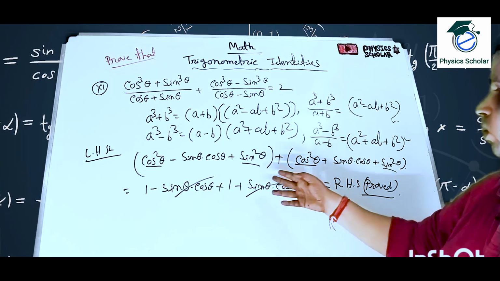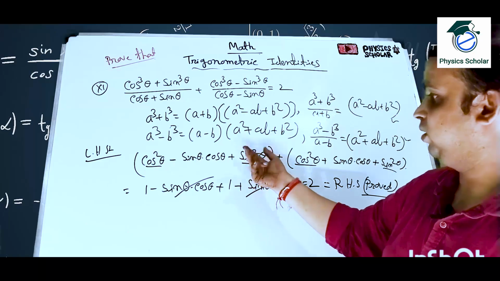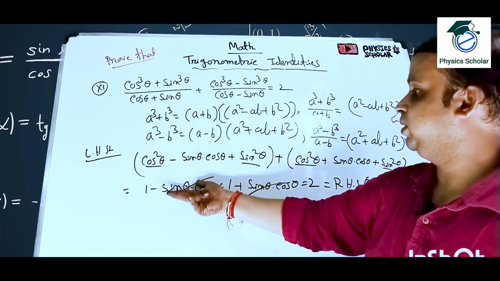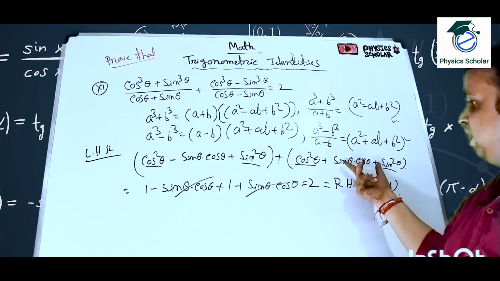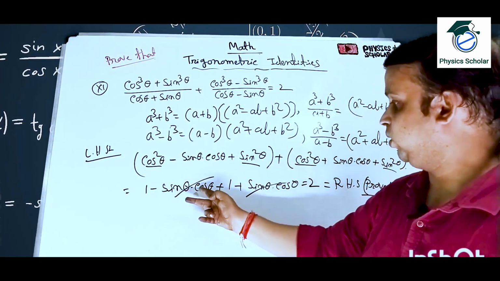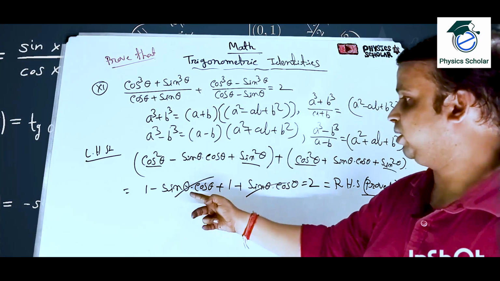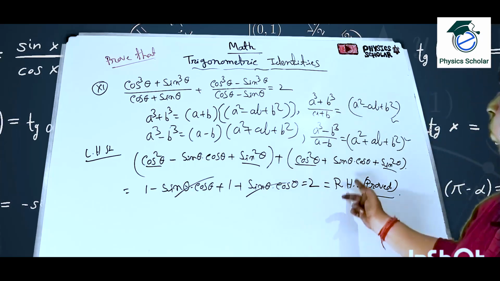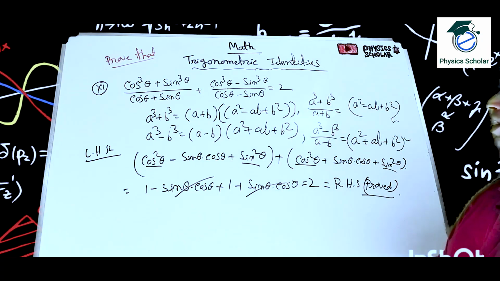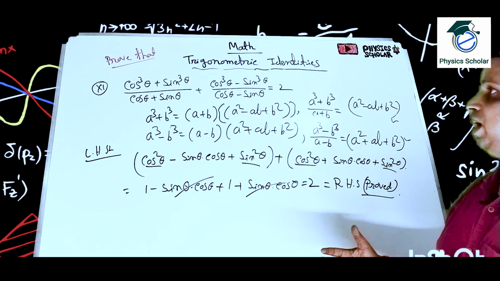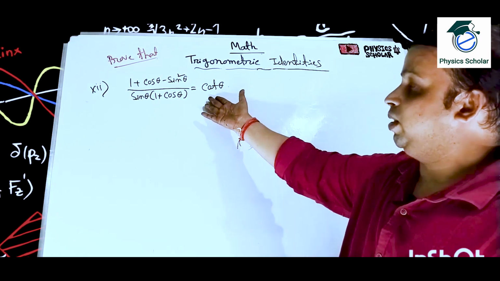Why is it 1? Because cos²θ plus sin²θ means 1, minus this is left. Here sin²θ plus cos²θ means 1, plus this is left. So minus sin θ cos θ plus sin θ cos θ will be cancelled. So 1 plus 1 means 2, which is equal to the right hand side. Clear? So hope you have understood this. Now let us move to the next sum.